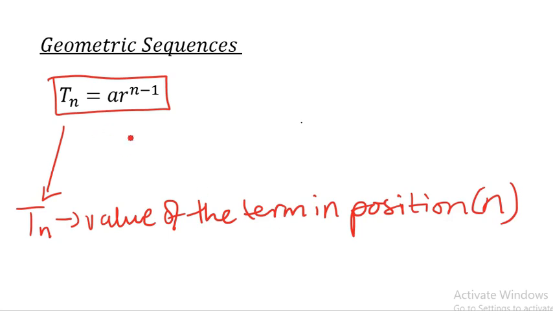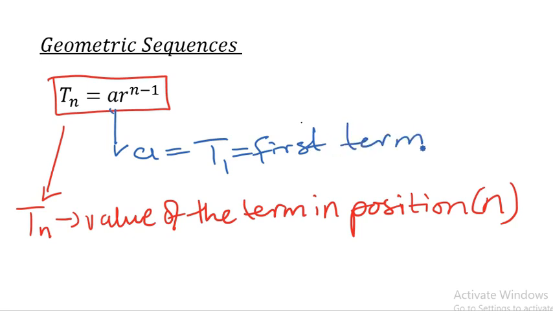Now we also need to know a. What is this a? a is equal to the first term, equal to T1. So you can say that a is the first term of the sequence.